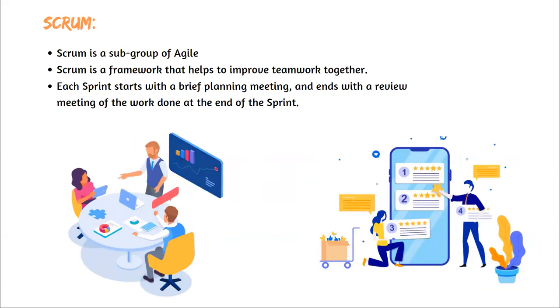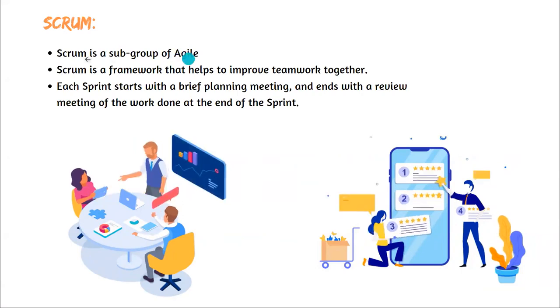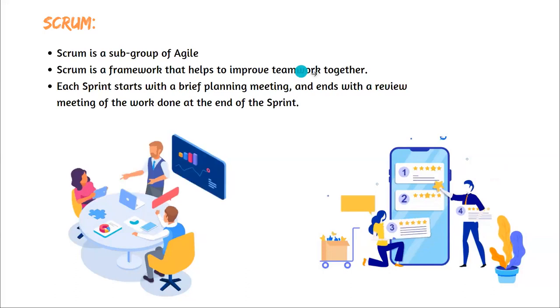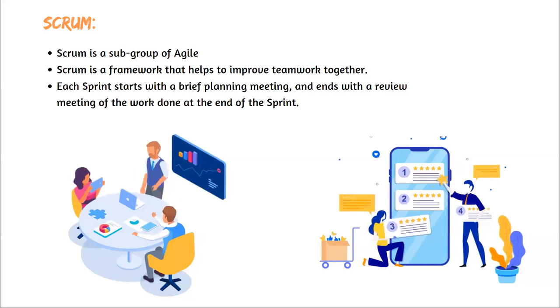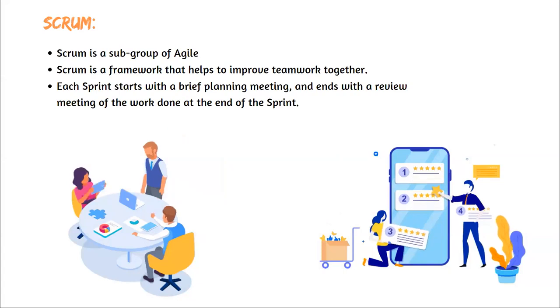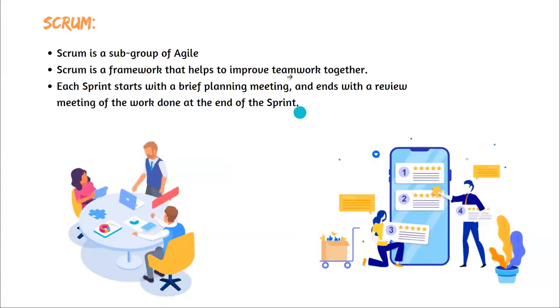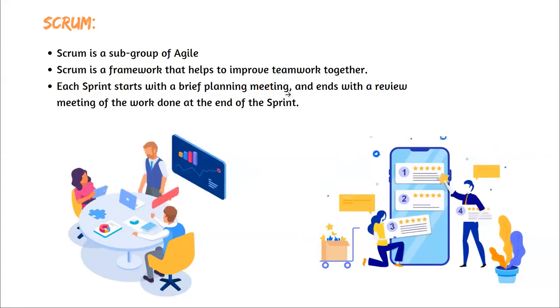Okay. So Scrum is a subgroup of Agile. Scrum is a framework that helps to improve teamwork. For example, when you are working in Scrum, you will have smaller teams. You don't have 10 to 15 team members; you will have majorly 6 or 7 team members on your team. So Scrum helps to improve collaboration and teamwork. That means you are going to collaborate with every team member and work along with them. Each sprint starts with a brief planning meeting and ends with a review meeting for the work done at the end point of the sprint.